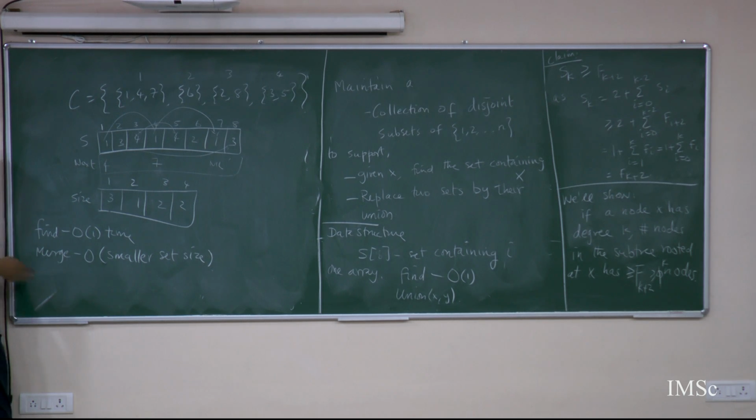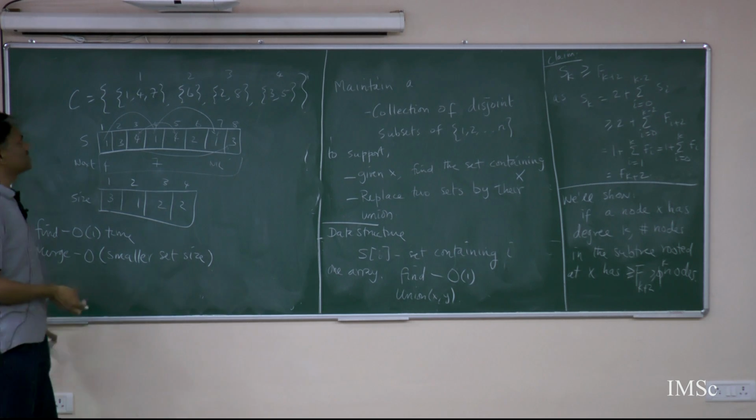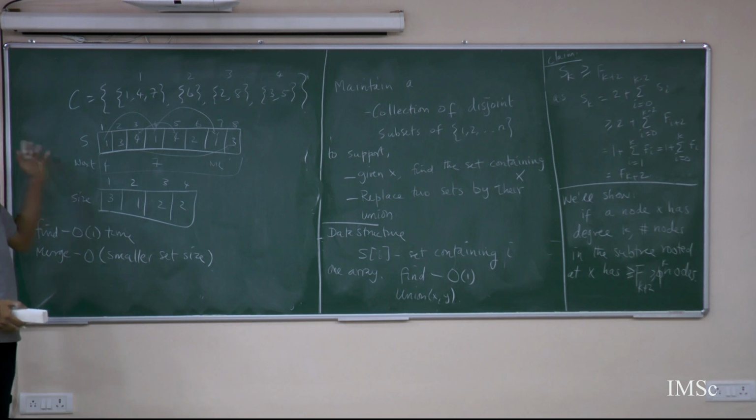Okay. But I mean, even this is not completely obvious. There are some details, right? So let's say I want to now merge two sets, sets 1 and 3. What do I do first? So you compare the size of the sets, and I figured out that set number 3 is a smaller size. So I'm going to change all the 3's to 1.